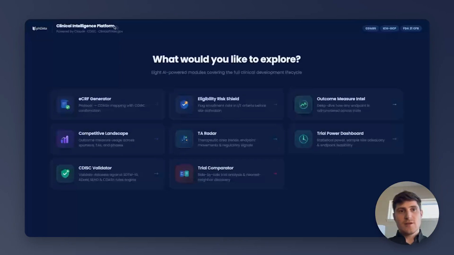This is the clinical intelligence platform for phData. Each of these is an accelerator that we created because we were directly responding to our life science clients that wanted to speed up the clinical trial process. And they've told us that just reducing it by a week can be millions of dollars. So we really are prioritizing making that process faster.